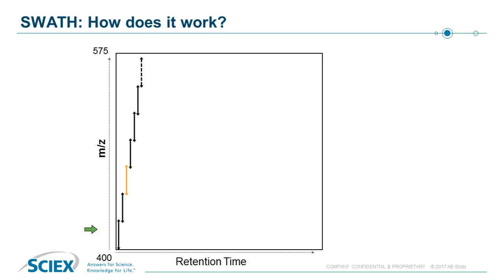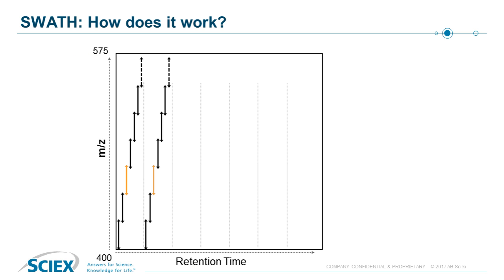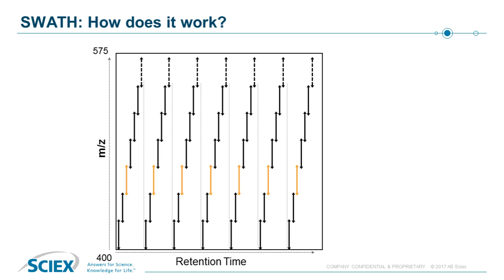SWATH creates windows across your entire mass range of interest and allows these ions through from each window consecutively to obtain MS/MS data across the entire mass range and across your entire LC run.